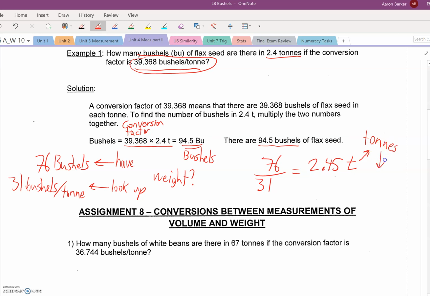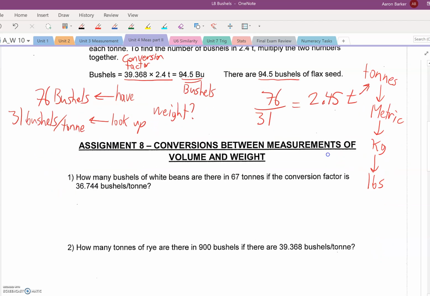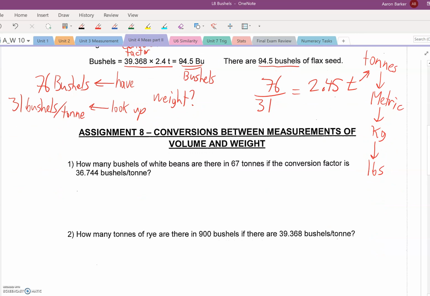Okay, and that's metric. So then from this, you can convert it to your other options. So you could then easily convert it into kilograms, and then you could easily convert it into pounds, lbs. Okay, so just keep in mind that the little t is tonnes. So for this question here, you just multiply it.